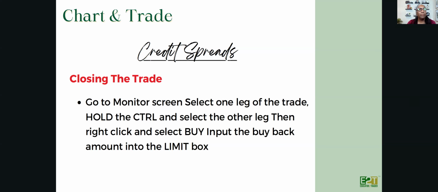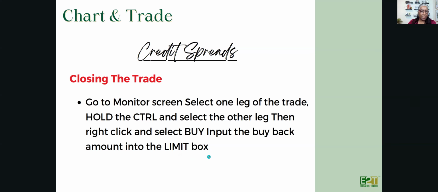Go to the monitor screen. You want to select one leg of the trade, hold the control button and select the other contract, so you select both of the two contracts. Then you right click, select buy. This would have been broken up into pieces. Right click, select buy, and then input the buyback amount into the limit box.